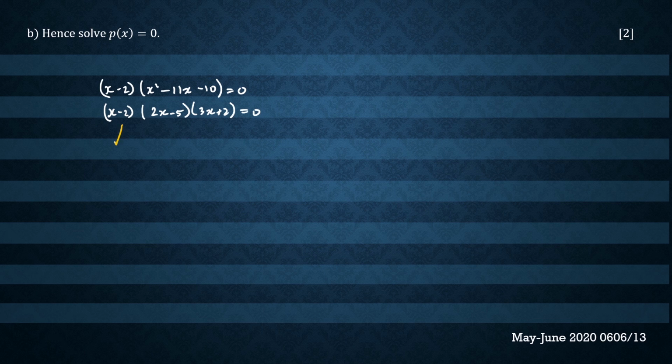So the roots of our equation will be x equals 2 from this linear factor. This will give us x equals 5 on 2. And this factor will give us negative 2 on 3. So these are the three roots of the polynomial.